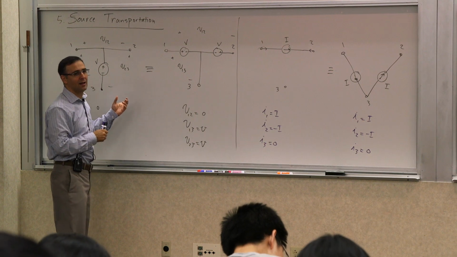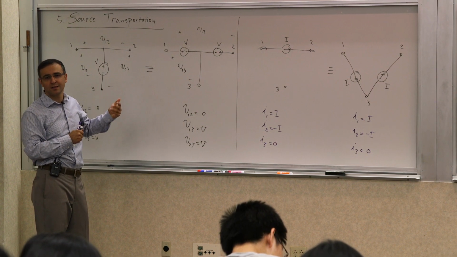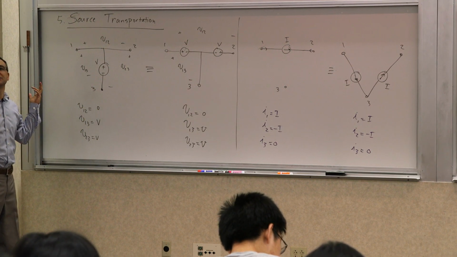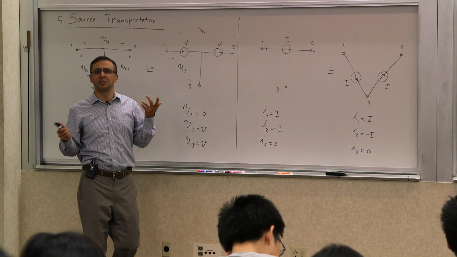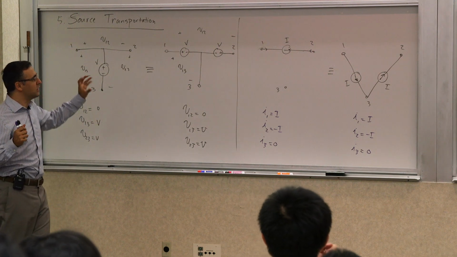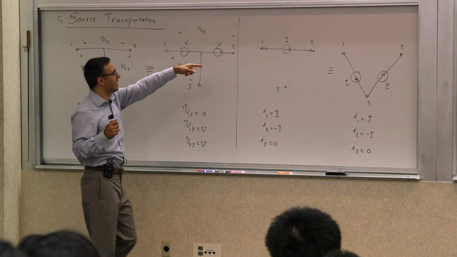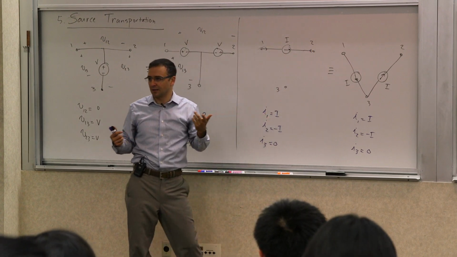You're transporting a source. That's what's called source transportation. This is actually useful, for example, in transistor circuits later on when you convert the pi model to the T model or the T model to the pi model. There are two models of the transistor. And we use this. We take a current source and put it somewhere, and then we take it out of the same place, and we do the same thing.